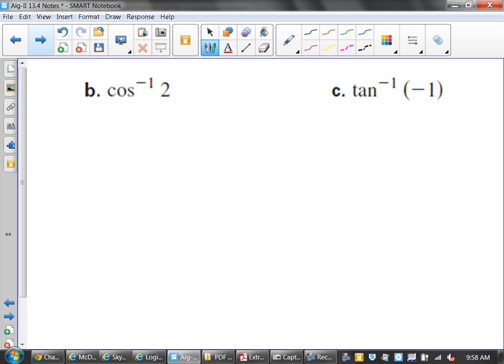So let's take a look at these two. Inverse cosine of 2. What angle is going to give me a cosine of 2? Think about your unit circle. What is the largest value of your radius always on the unit circle? 1. Can I have a cosine of 2? No.